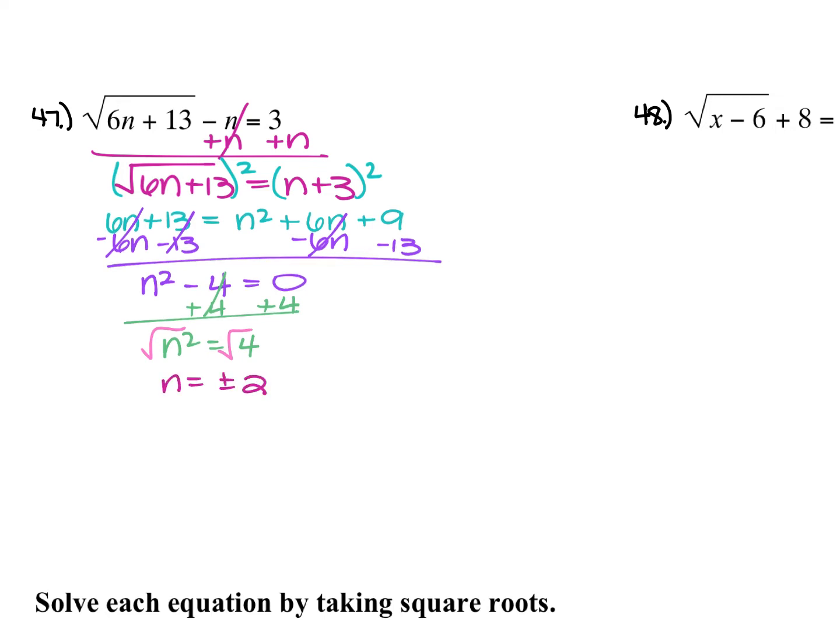Plug both of these in and simplify though. 6 times negative 2 plus 13 is the square root of 1. The square root of 1 minus negative 2 is 1 plus 2, which is 3. 3 is equal to 3. So the negative 2 works. If you plug in the 2, 6 times 2 is 12, plus 13 gives you the square root of 25, which is 5. 5 minus 2 is 3. 3 is equal to 3. These are both solutions.